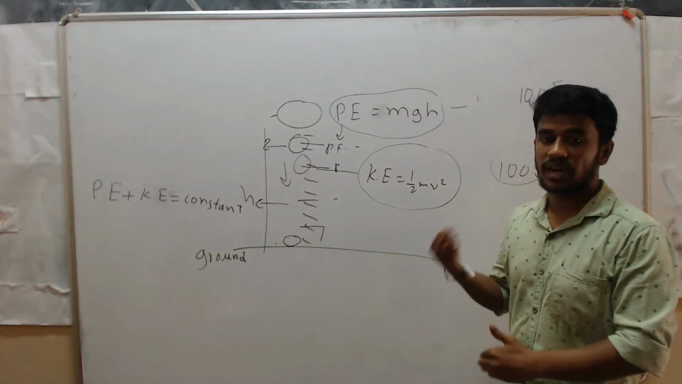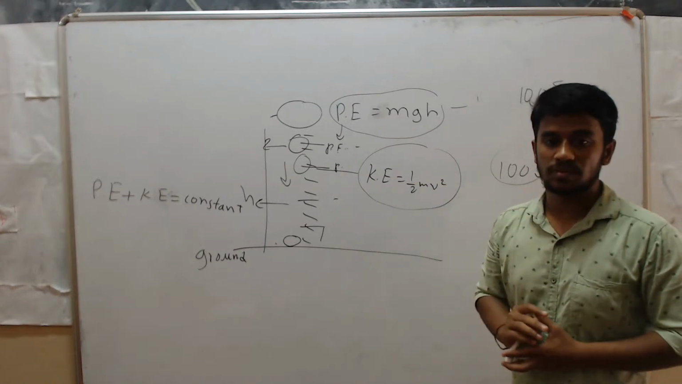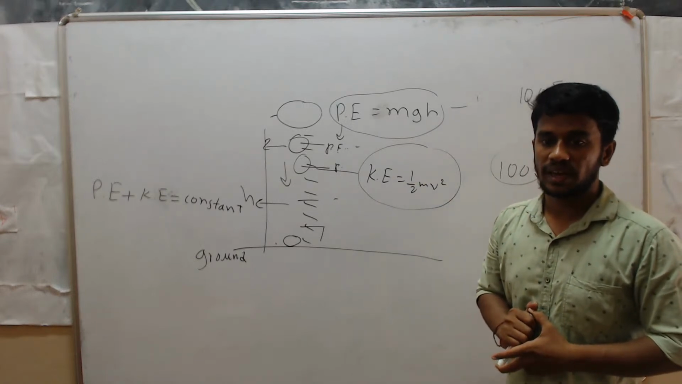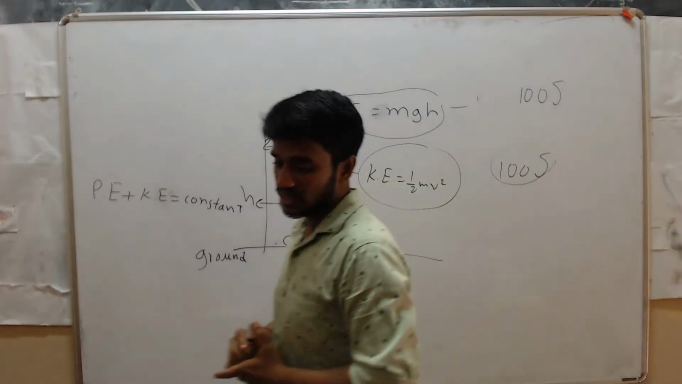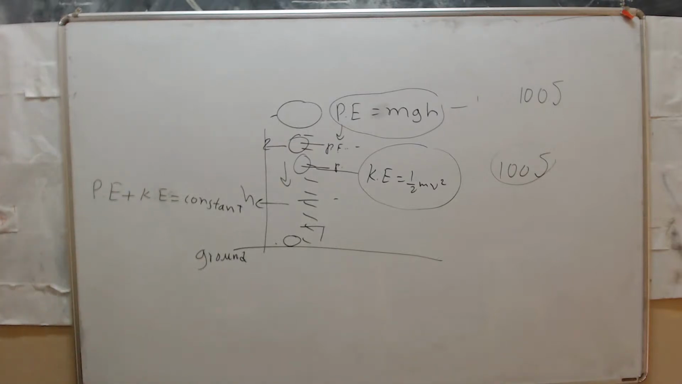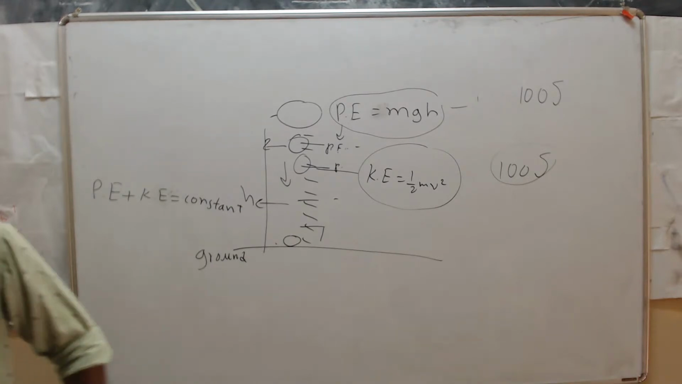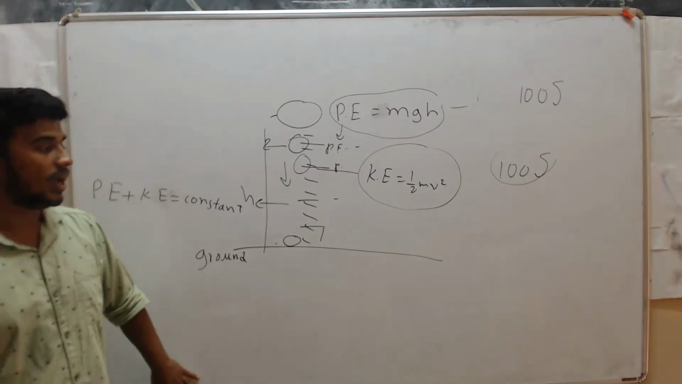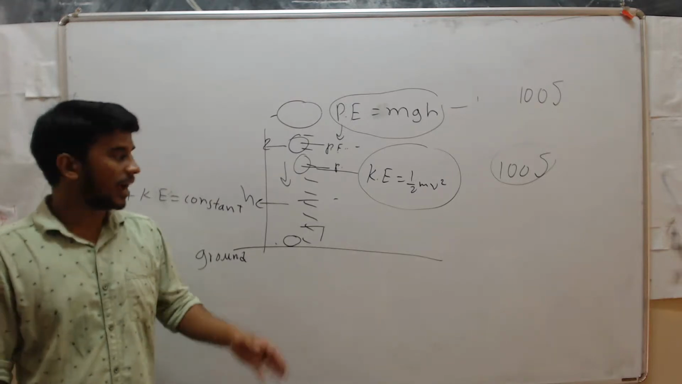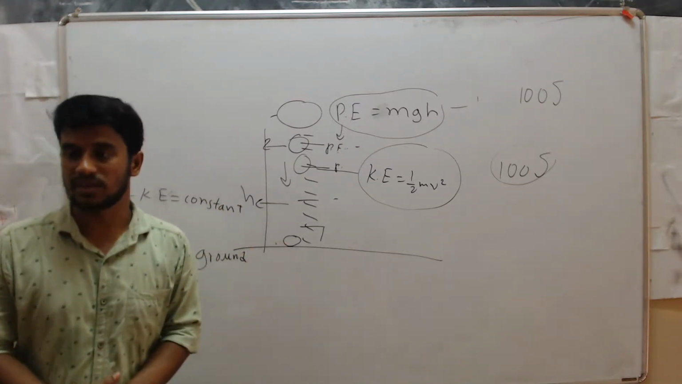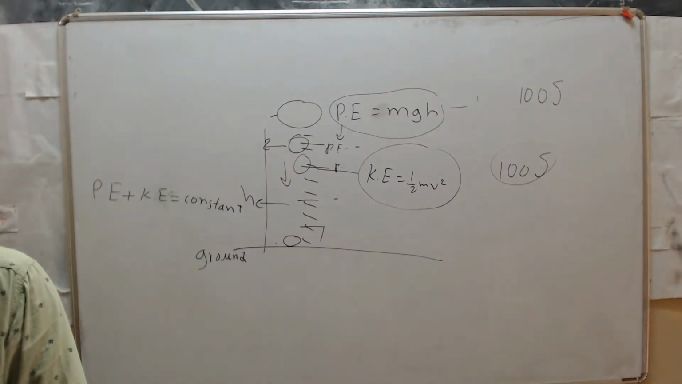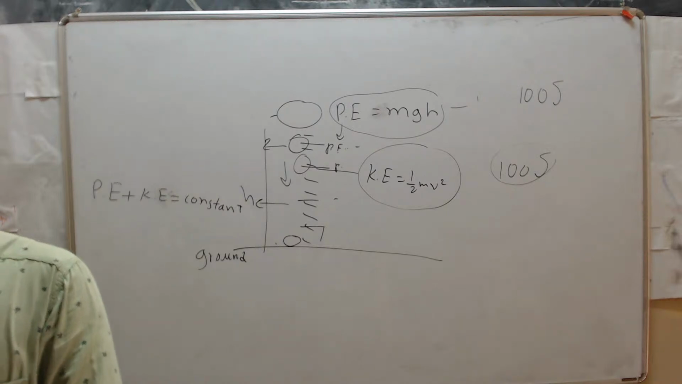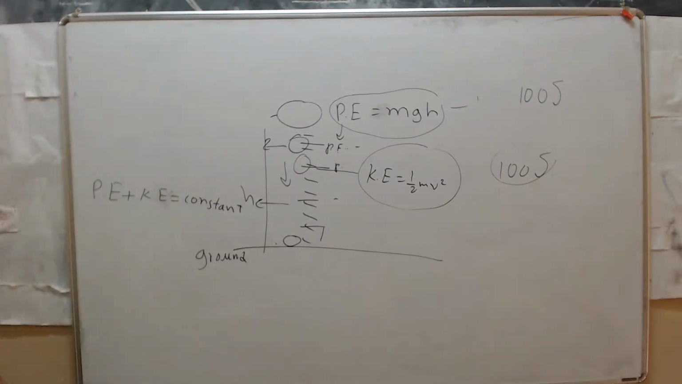So before conversion and after conversion, energy remains the same. So this is the law of conservation of energy. What it says: energy can neither be created nor destroyed, but we can convert one form of energy into other forms. Before conversion and after conversion, energy remains the same. So this is known as the law of conservation of energy. Next, let's move to rate of doing work.